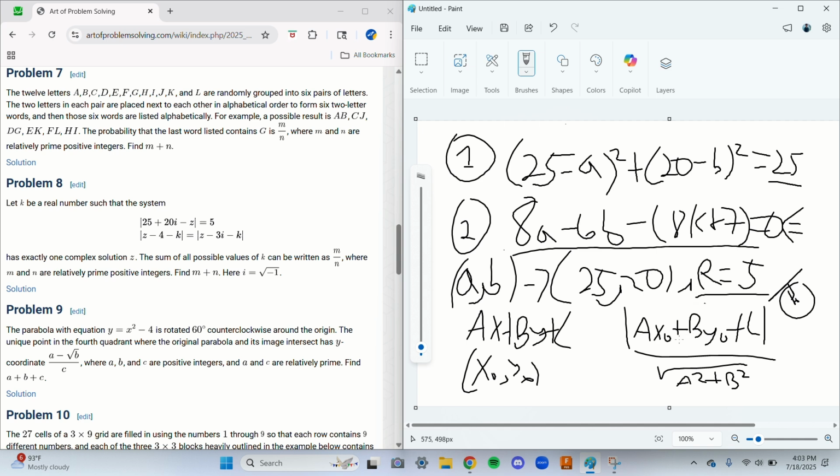So we have the absolute value of ax0 plus by0 plus c over root a squared plus b squared equals 5. And so now we just have to plug in our values for a, b, c, x0, and y0. Note that the point x0, y0 is the center, because the distance from the center to the line again is equal to the length of the radius. So let's just plug in those values real quick.